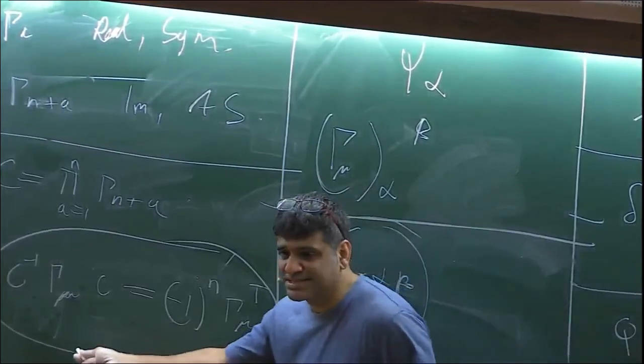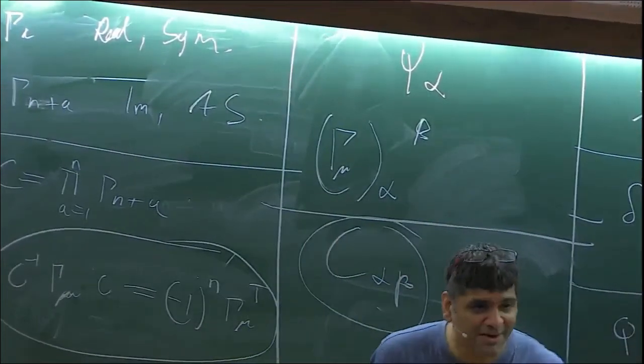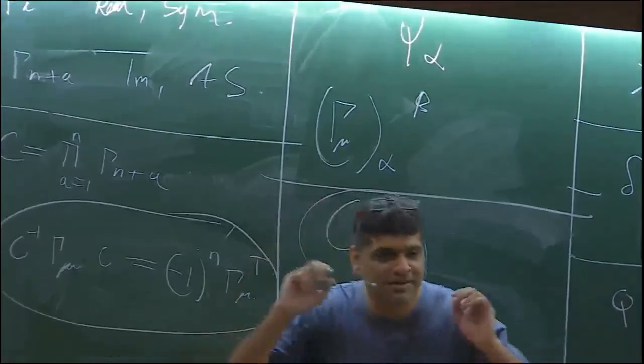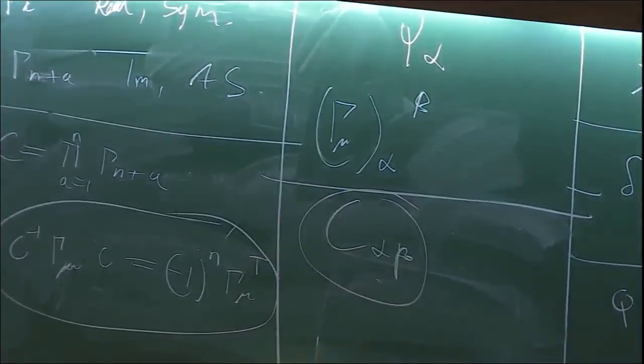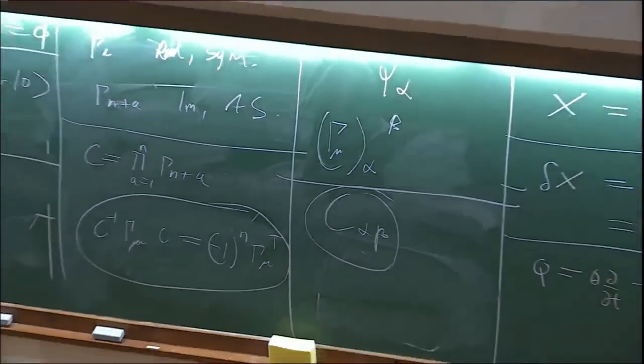So this C matrix is sometimes called the charge conjugation matrix, or something like that, and it's a very important matrix in everything we'll be doing. I'll stop here. We'll continue and complete our supersymmetry algebra analysis next class.